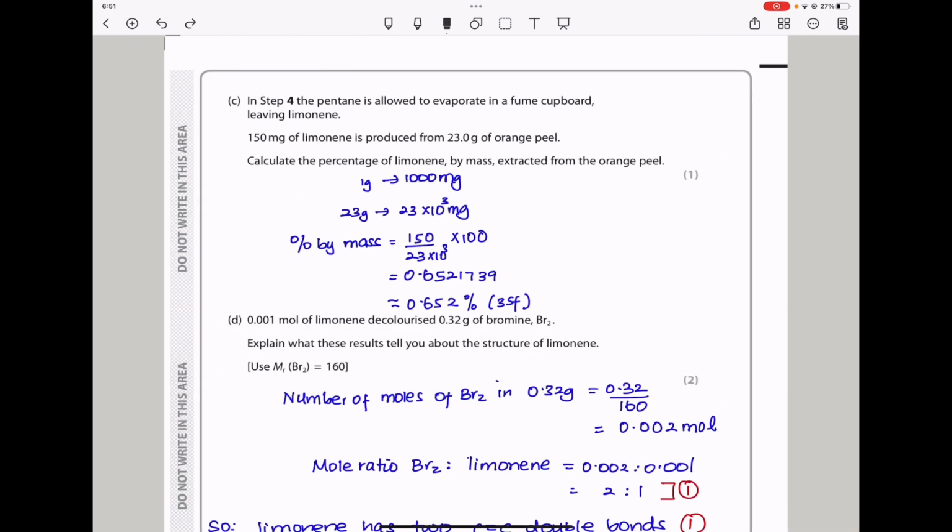Here they say in step 4, the pentane is allowed to evaporate in a fume cupboard, leaving limonene. 150 milligrams of limonene is produced from 23 grams of orange peel. Calculate the percentage of limonene by mass extracted from the orange peel. Since 1 gram is equal to 1000 milligrams, it means 23 grams should equal 23 times 10 power 3 milligrams. And therefore, the percentage by mass should be 150 milligrams divided by 23 times 10 power 3 milligrams times 100. And that gave me this. And I rounded off to 3 significant figures to give me 0.652%.